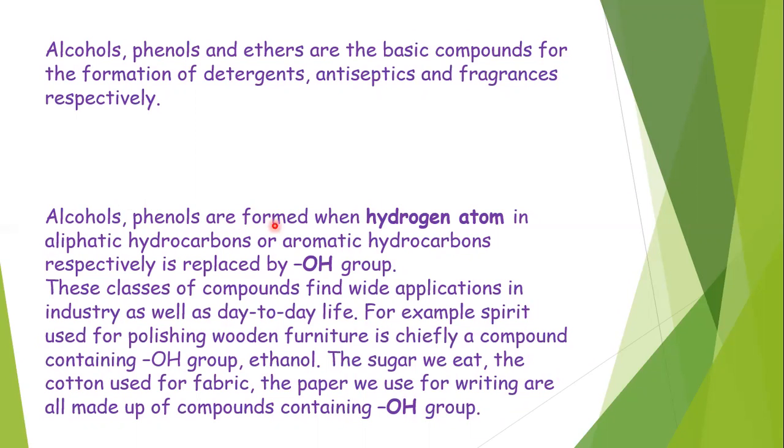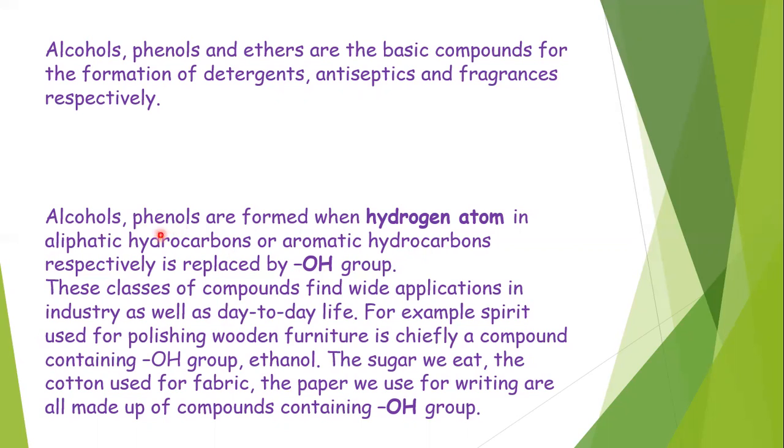Alcohols and phenols are formed when a hydrogen atom in aliphatic hydrocarbons or aromatic hydrocarbons, respectively, is replaced by an OH group. So, a hydrogen atom in aliphatic hydrocarbons, RH alkanes, or aromatic hydrocarbons, ArH, like benzene or benzene derivatives, is replaced by an OH group. Then the obtained compounds are alcohols and phenols.